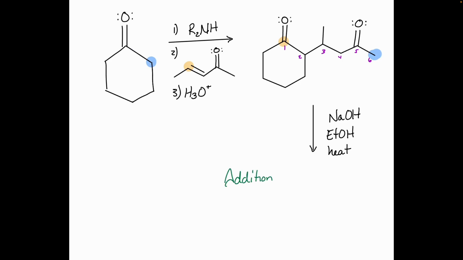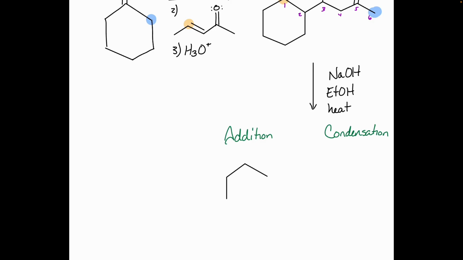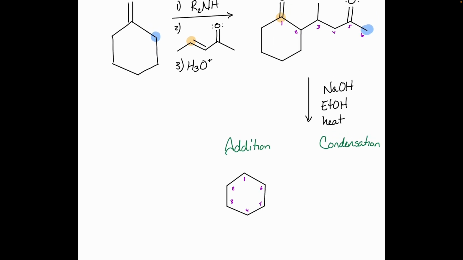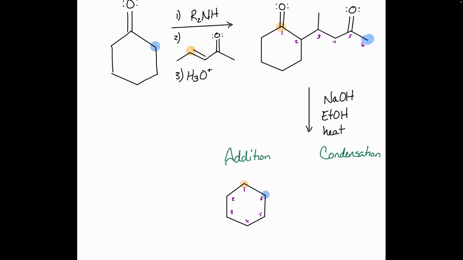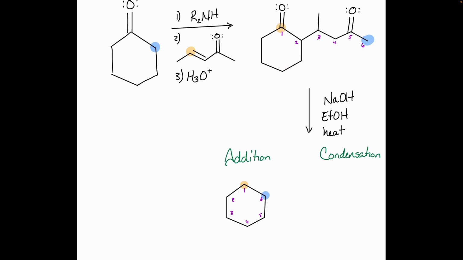Okay, so if I'm going to draw my addition product and then my condensation product, I'm going to start by drawing that new 6-membered ring. Okay, number that. I want everything to match here. So on carbon 1, that would have been my electrophile. And carbon 6 would have been my nucleophile, according to my numbering up there.